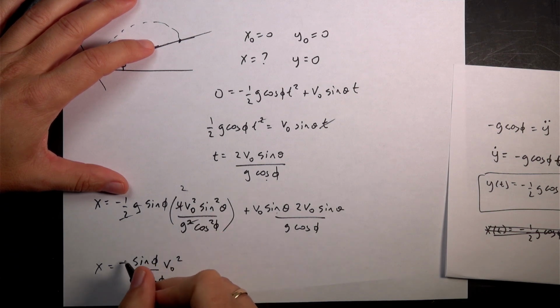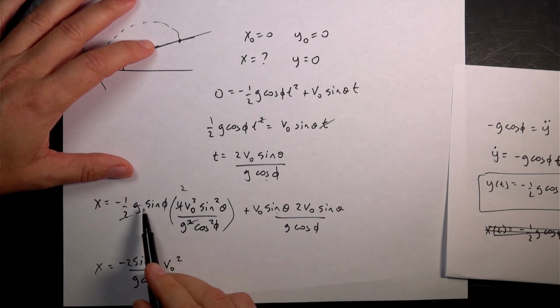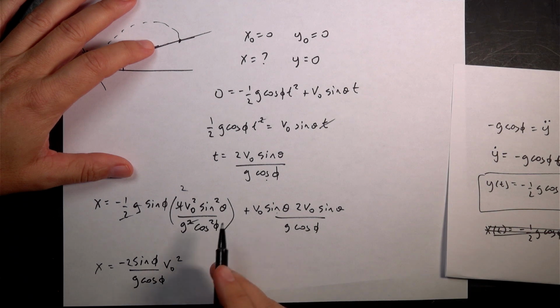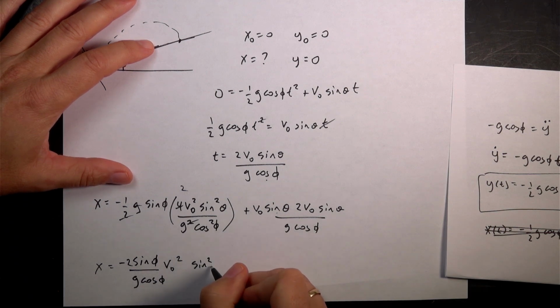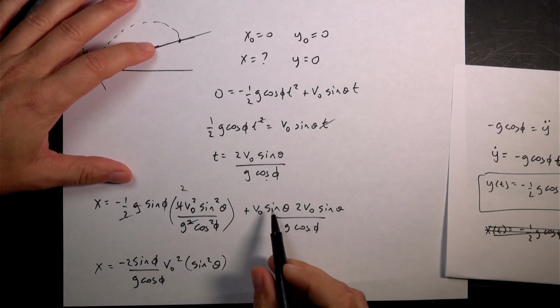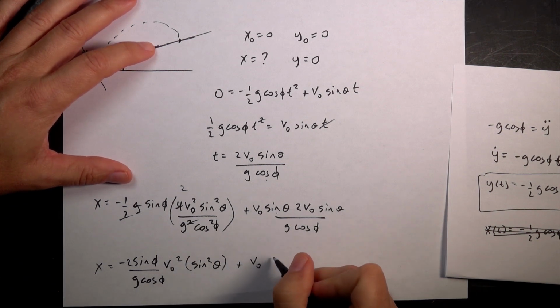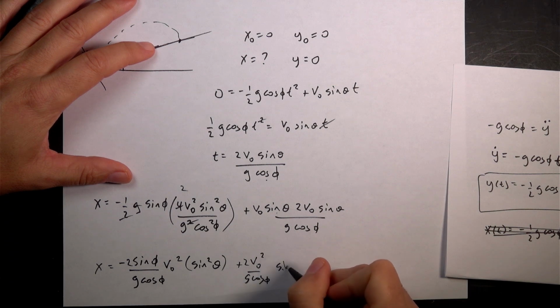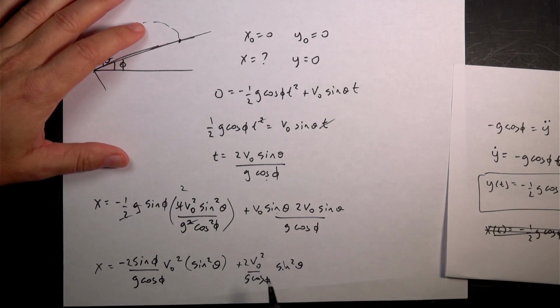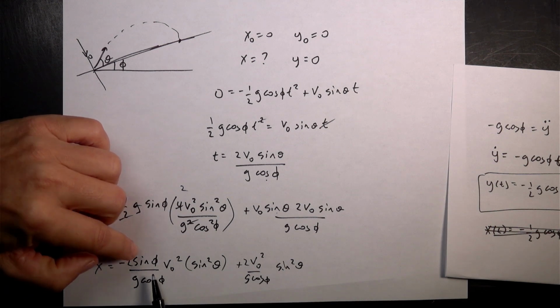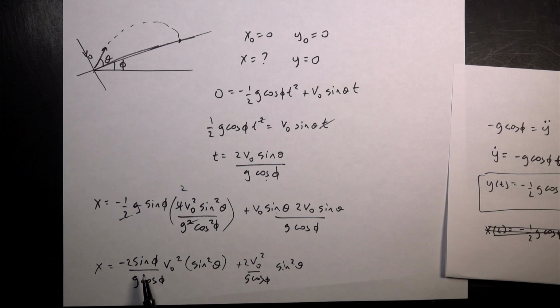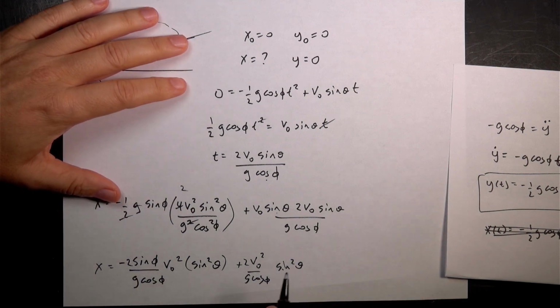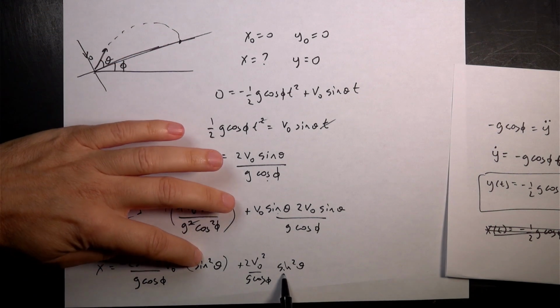V0 squared, there's a 2. That's that. And then I have sine squared theta. That's the part I care about. Over here, I get plus V0 squared 2 over g cosine phi, and then I get sine squared theta. So that's good. And right here I have, wait, they don't cancel. They don't cancel because this term's right here. But that's fine. I only care about the sine squared theta. There's no other thetas in there.